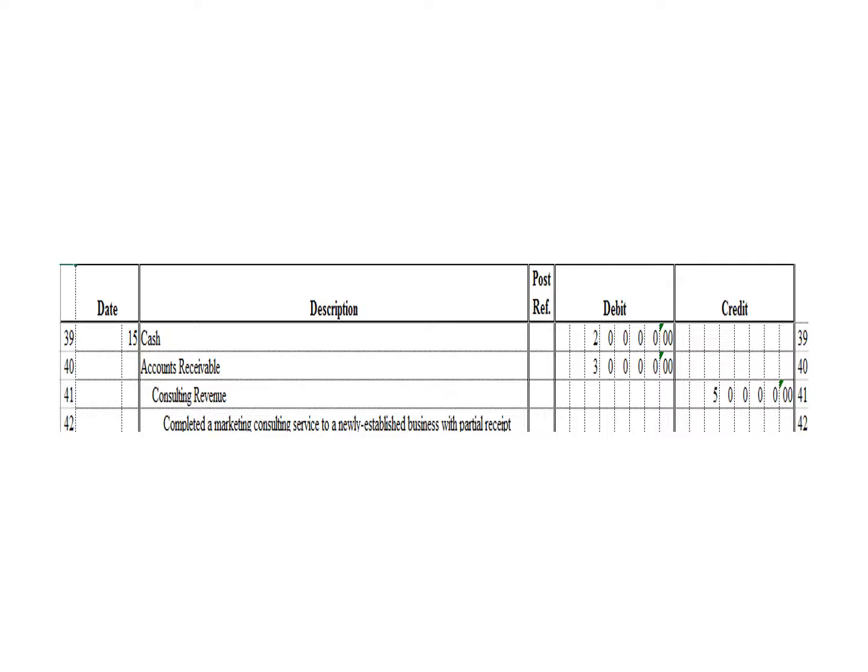To journalize the transaction, we write the date 15. We debit cash for 20,000 pesos. Debit accounts receivable 30,000 pesos. Credit consulting revenue 50,000 pesos. Then the description, completed a marketing consulting service to a newly established business with partial receipt.